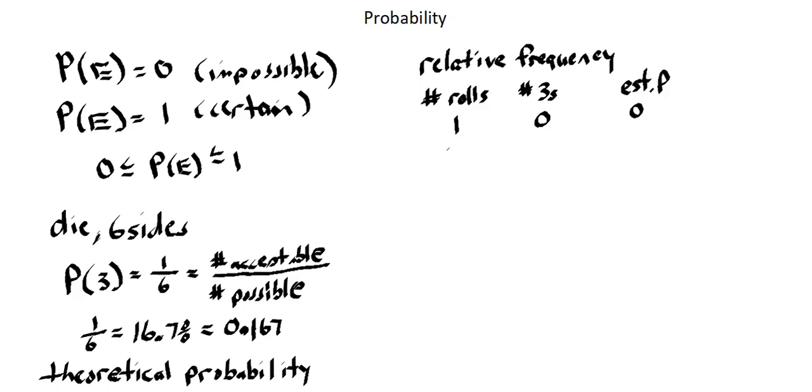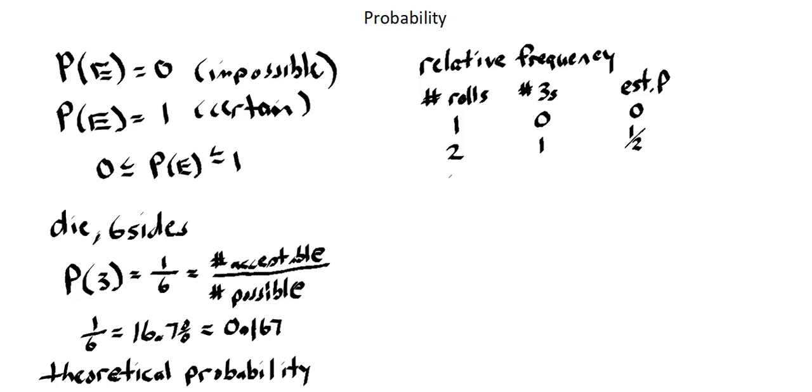Second time I roll, I do get a 3. And now I can evaluate based on having rolled the die 2 times. I have 1, 3, then my estimated probability is 1 over 2. When I roll 2 times, I get a 3 one time.